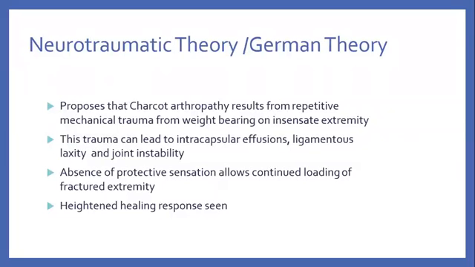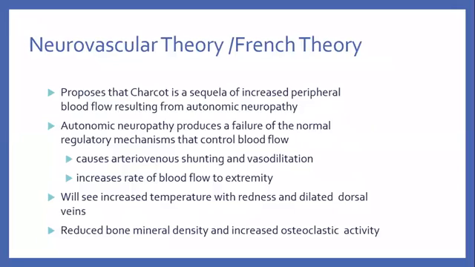So the neurotraumatic theory, or the German theory, proposes that Charcot arthropathy results from repetitive mechanical trauma from weight bearing on an insensate extremity. This trauma can lead to intercapsular effusions, ligamentous laxity, and joint instability. The absence of protective sensation allows continued loading of the fractured extremity, and a heightened healing response is seen.